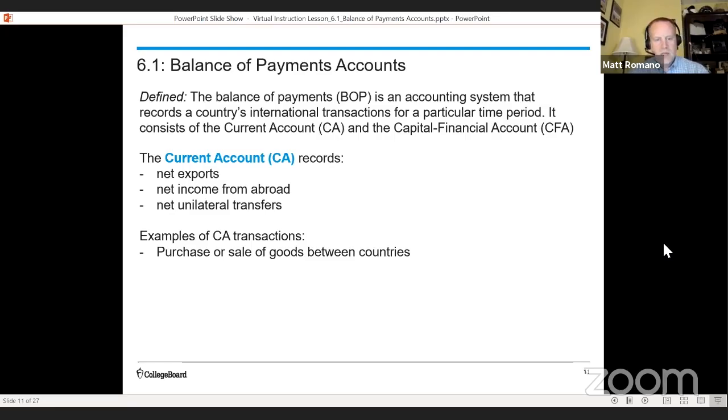Products that are produced, again, from a US perspective, domestically within the United States, but purchased, say, by someone in Canada, those are exported goods. And goods that are produced in Canada and purchased by people in America, from the American perspective, those are imported goods. So net exports would be taking exports and subtracting imports. All of those transactions are going to go in the current account.